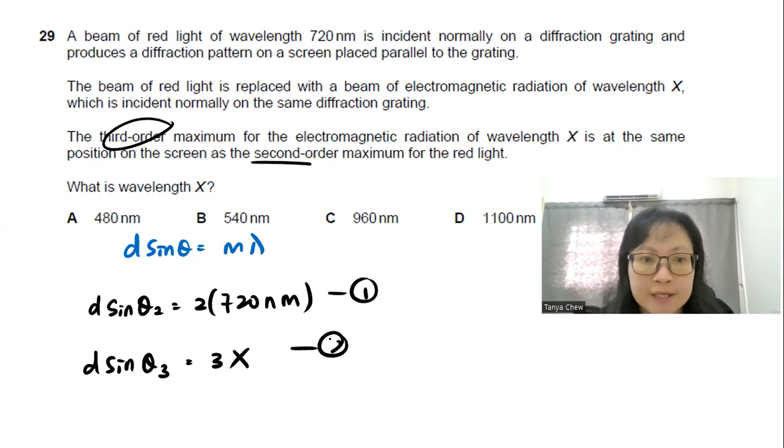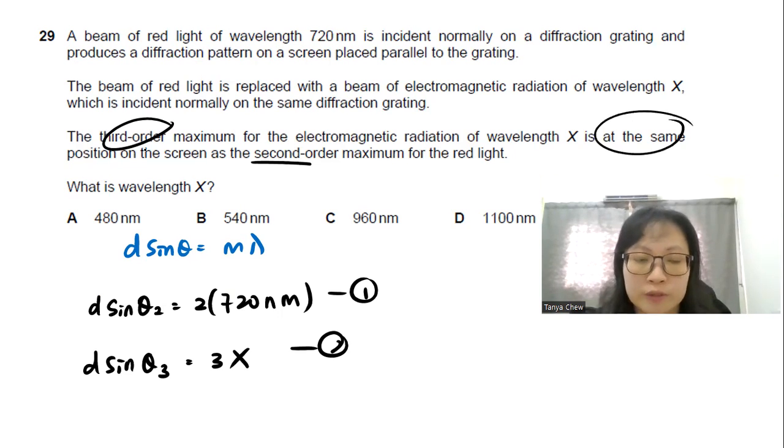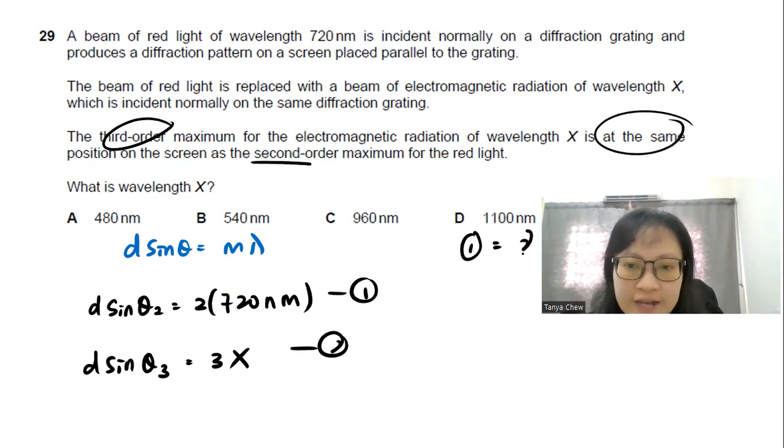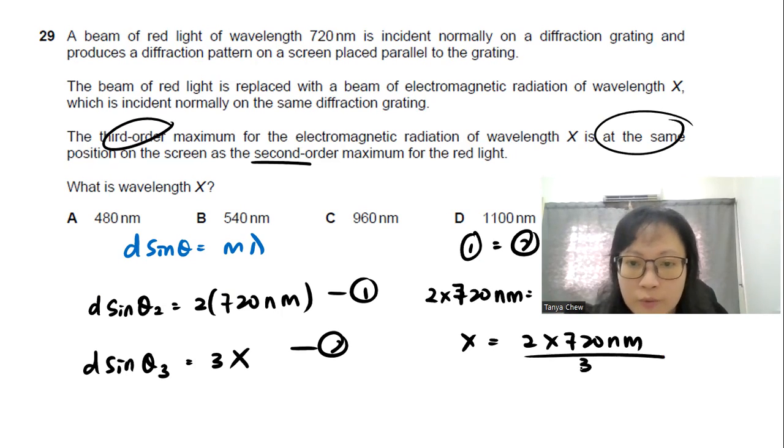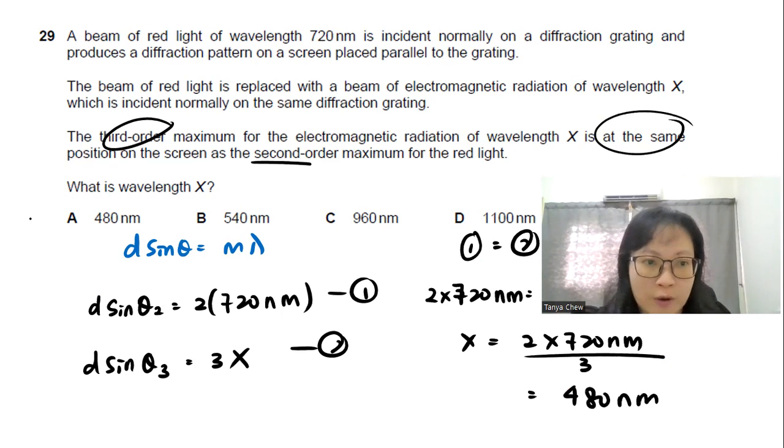Second equation, since they already said that the third order is equal to the second order of the red light, I would say first equation is equal to second equation. So 2 times 720 nanometer is equal to 3x. Work it out. X is equal to 2 times 720 nanometer divided by 3, and you should get 480 nanometer as your answer. A is the answer.